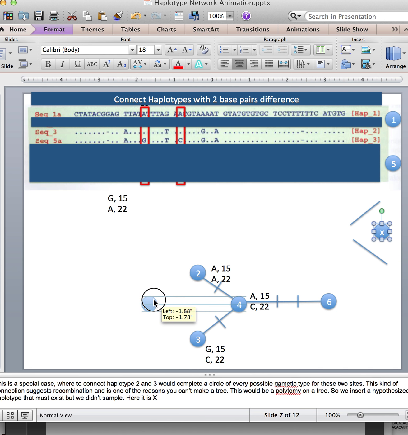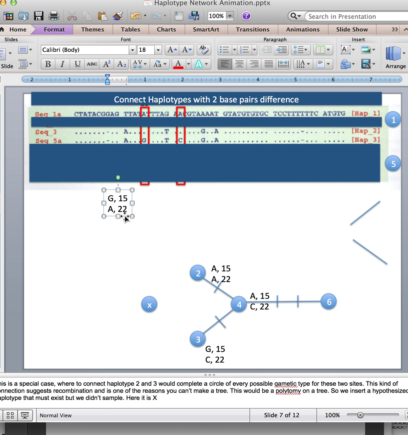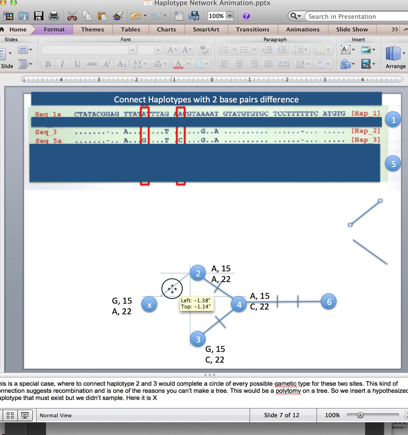Okay, so I'm actually going to put a hypothesized haplotype here because I don't actually have anything that has a G at 15 and an A at 22. I know that such a thing should exist, and probably does in the population. It's just that I didn't sample it. So I put my connectors here, and I would put 1 hash mark for each one there.